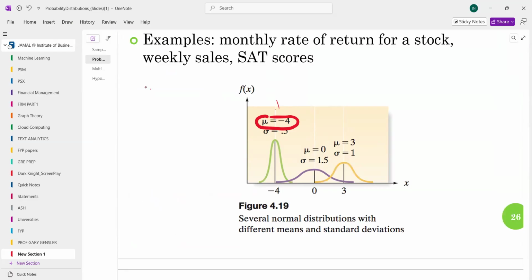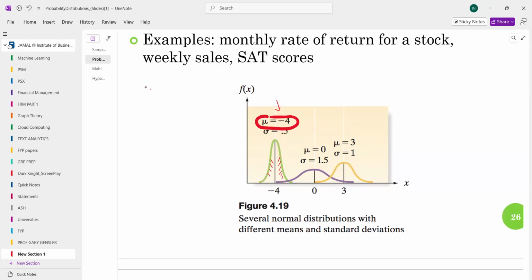Here the mean is -4. And forget about the standard deviation. The mean is -4. The green bell curve is symmetrical around -4. By symmetrical, I mean the area under the right side and the area under the left side of -4 are equal, right? Similarly, in the case of the purple one, we have 0 as a mean.